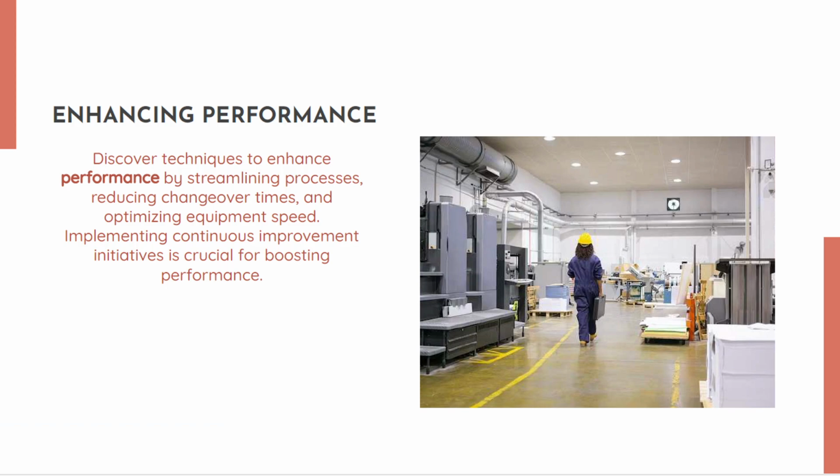The second factor is performance. We have to improve the performance of the factory. We can improve it by streamlining the processes, minimizing the changeover time, and optimizing the equipment speed and related factors. These are some of the important aspects with which we can enhance the performance of our company.